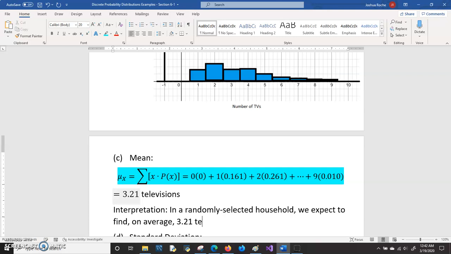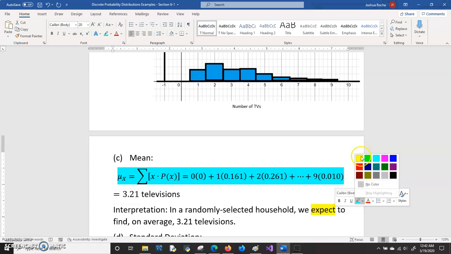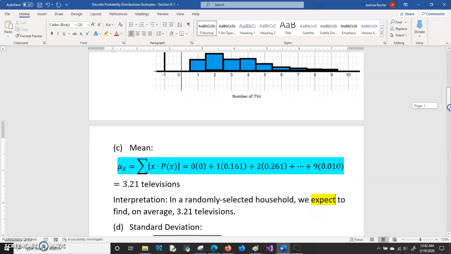3.21 televisions. And I guess the key word that you'll want to use is expect, because that really is another way of interpreting the mean.